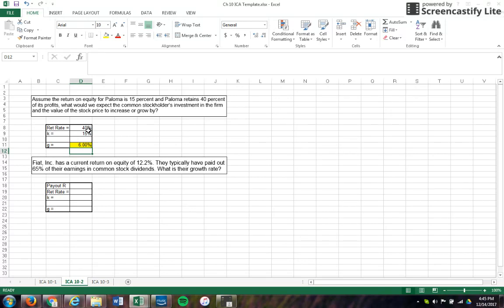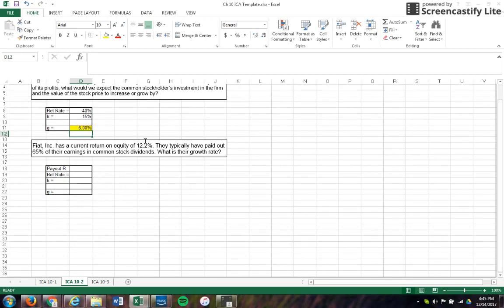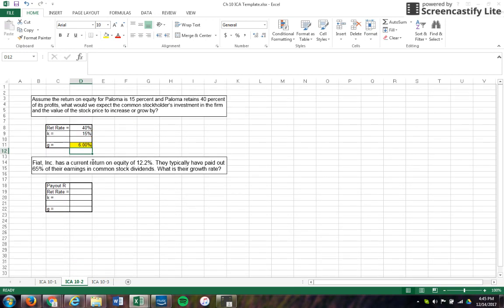But what if you're not given the retention rate? Is there a way to find the growth rate with that? Well, let's look at the next one. Fiat Incorporated has a current return on equity of 12.2%. So I want to make sure that we are clear. This is ROE, which can be substituted for K, but not always. 12.2%. They typically paid out 65% of their earnings. So their payout rate is actually 65%.